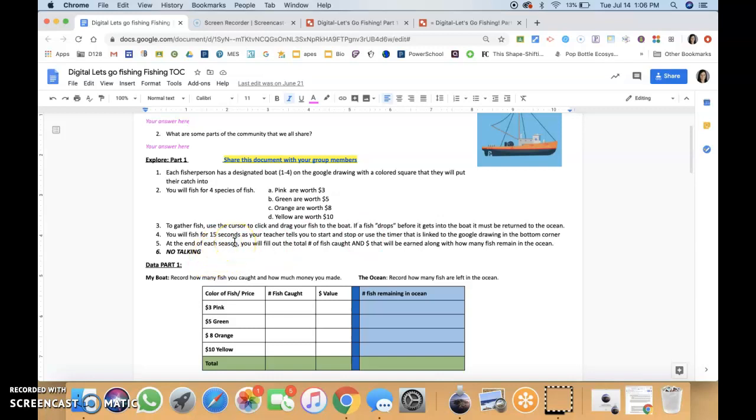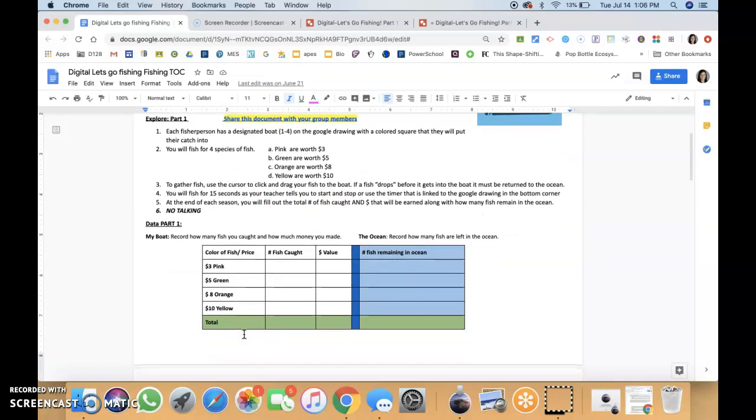At the end of the season, you're going to fill out the total number of fish caught. So how many fish that were pink, green, orange, and yellow did you catch? The value of those fish that you caught, and then how many fish in general are left in your ocean. So you're going to be filling out this part of the document by yourself. The other document is a shared document. You can't talk during this process at any point. So even if we are doing this in a Google Hangout breakout room, you can't talk to each other. You have to just go fishing for this first 15 seconds all by yourself.